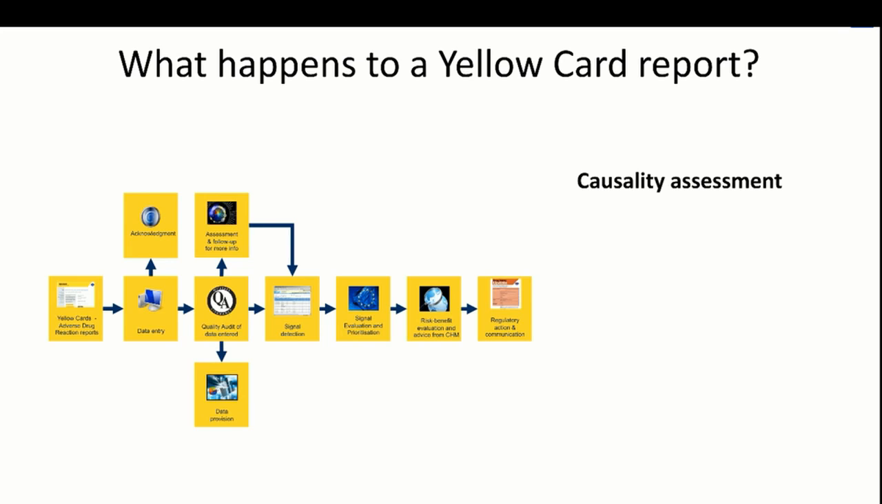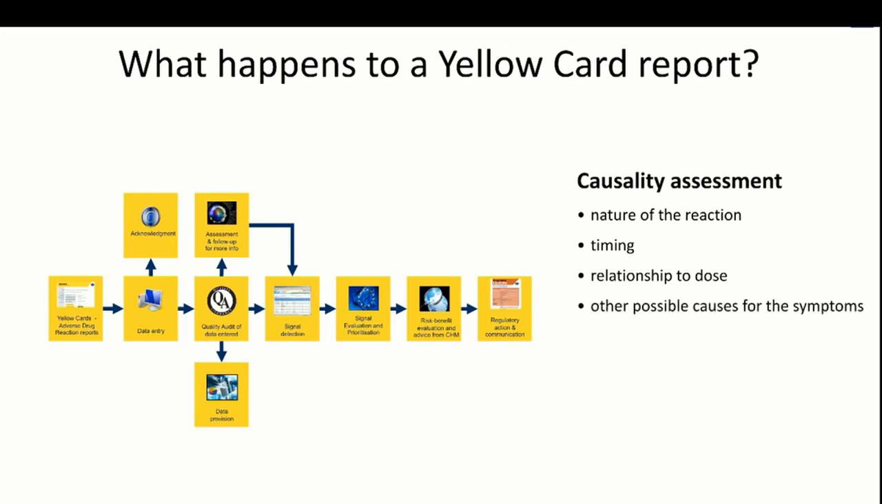Causality is assessed based upon the nature of the reaction, its timing, the relation of the reaction to dose, consideration of other possible causes for the symptoms that have been attributed to drug exposure, evidence of improvement when the drug is stopped, previous reports of similar reactions to this drug, and, occasionally, data that suggest return of the symptoms on re-challenge with the same drug.